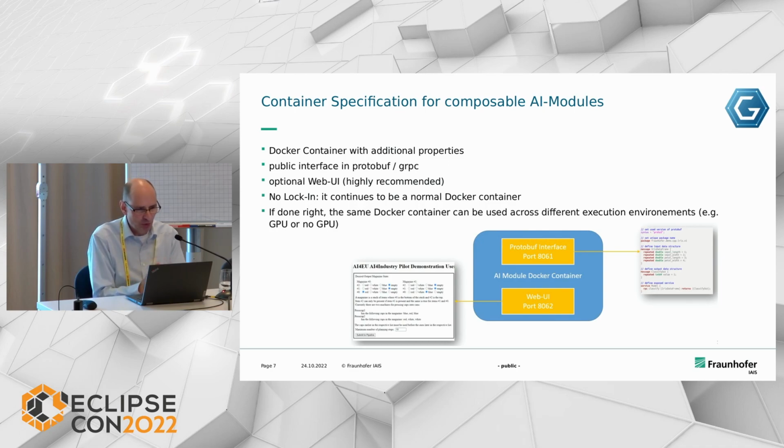So very important is the container specification for the reusable AI modules. It is based on Docker, of course, but with additional properties. It is expected that the public interface of this AI module is exposed as a protobuf gRPC interface. So it is defined in protobuf, and the communication protocol is gRPC. It's completely open source.